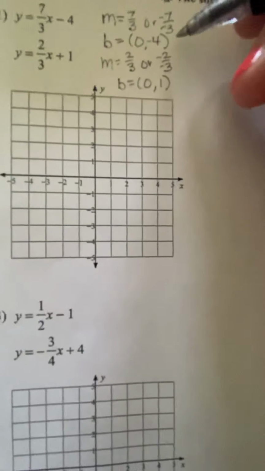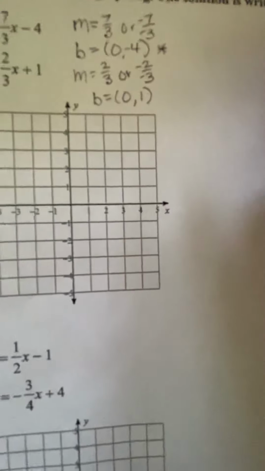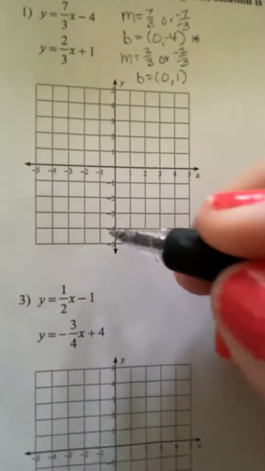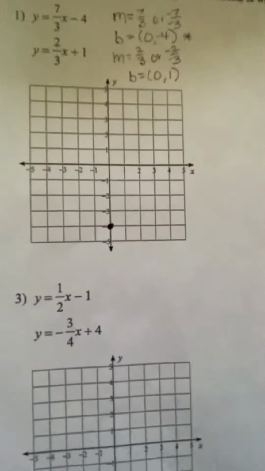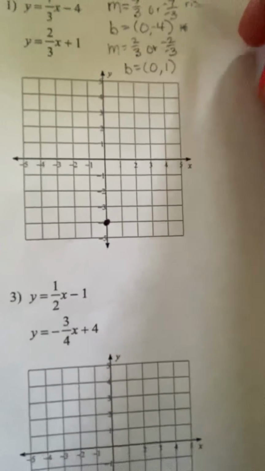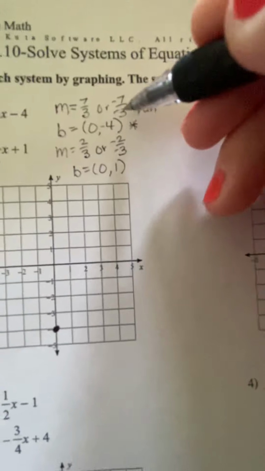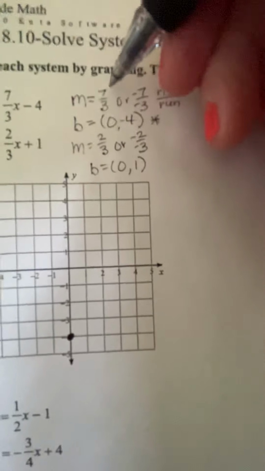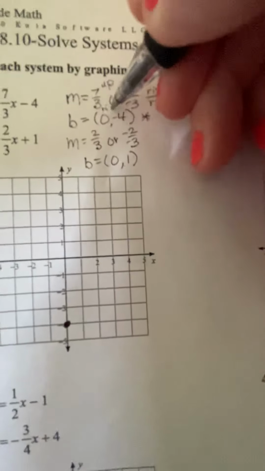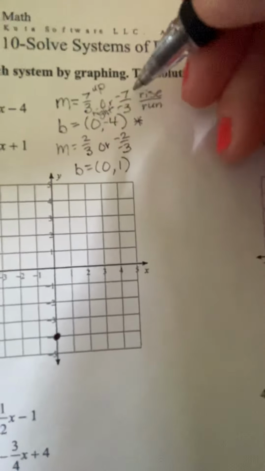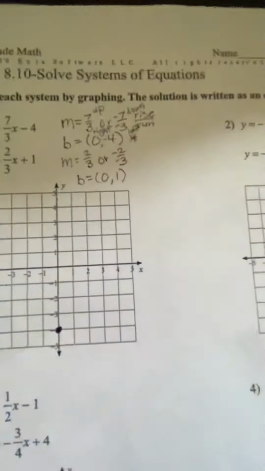So I'm going to start by graphing the first one. The y-intercept is 0, negative 4, so I'm going to plot 0, negative 4. And then from 0, negative 4, I'm going to take rise over run for the 7 over 3 and the negative 7 over negative 3. Remember, positive 7 on the top means up. On the bottom, positive 3 means to the right. The next one, negative 7, means down, and negative 3 means to the left.